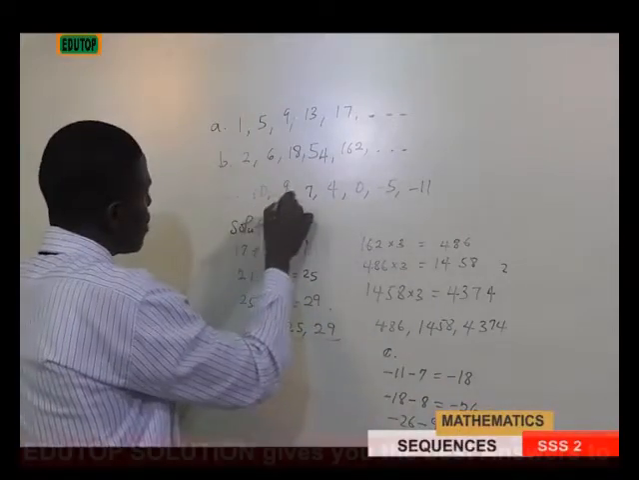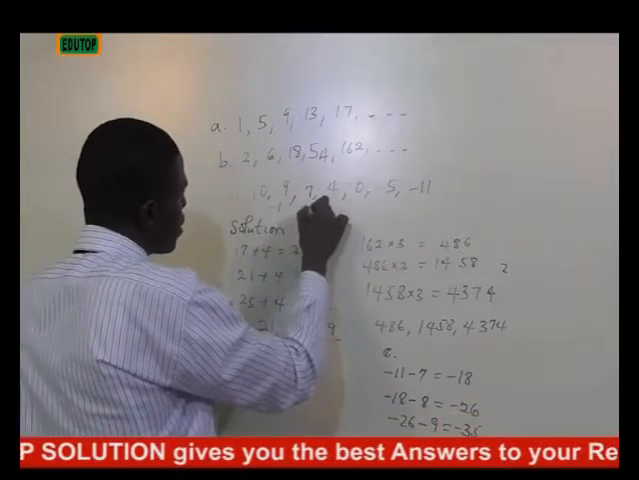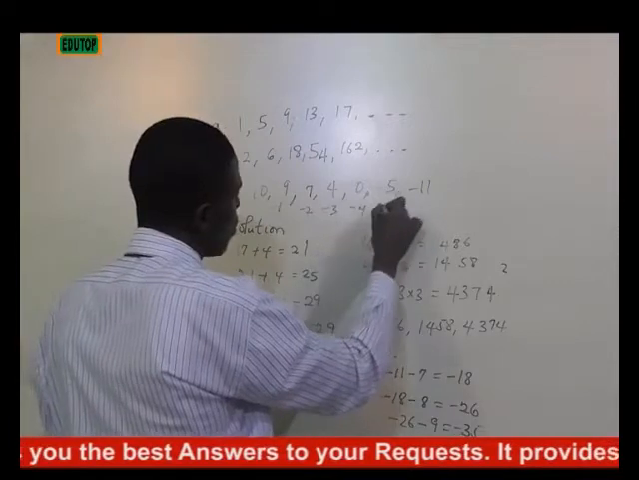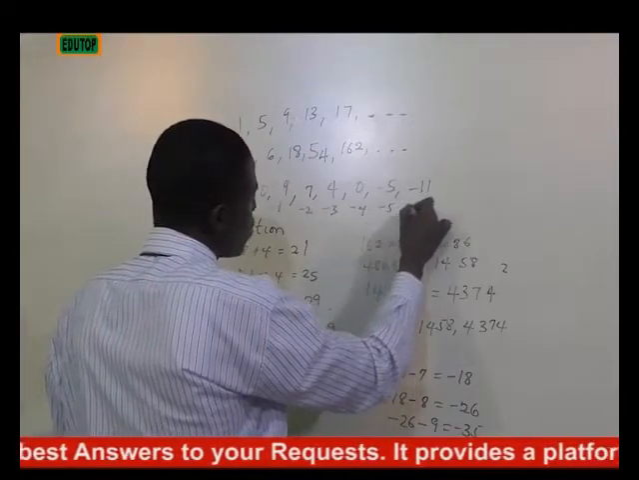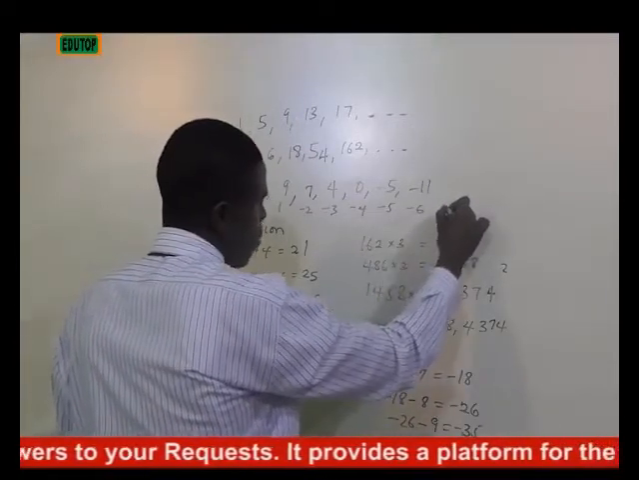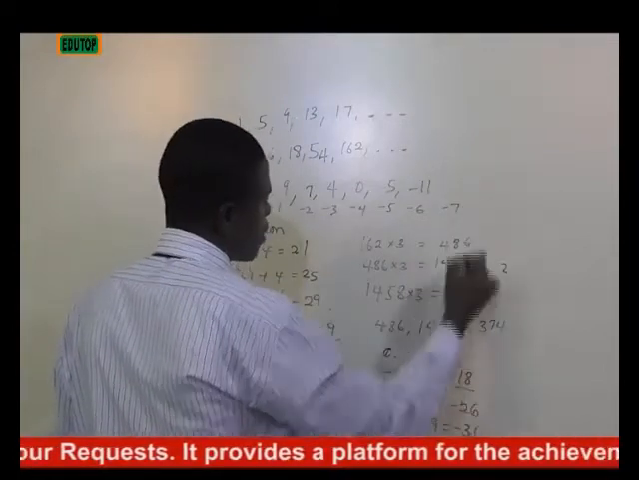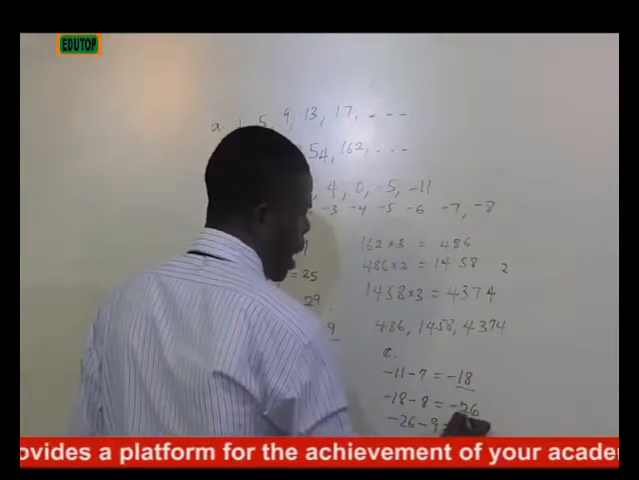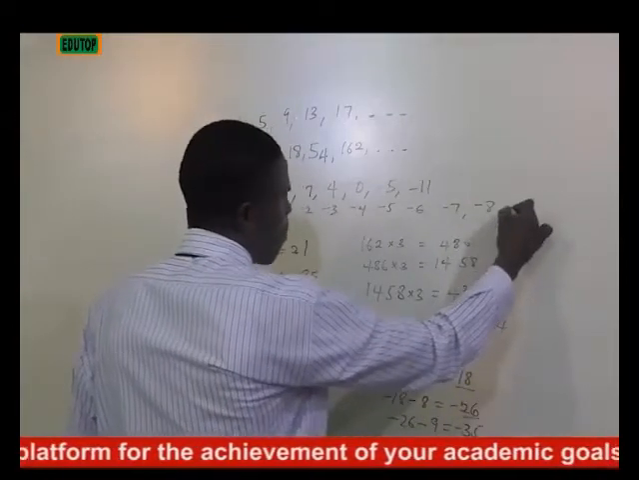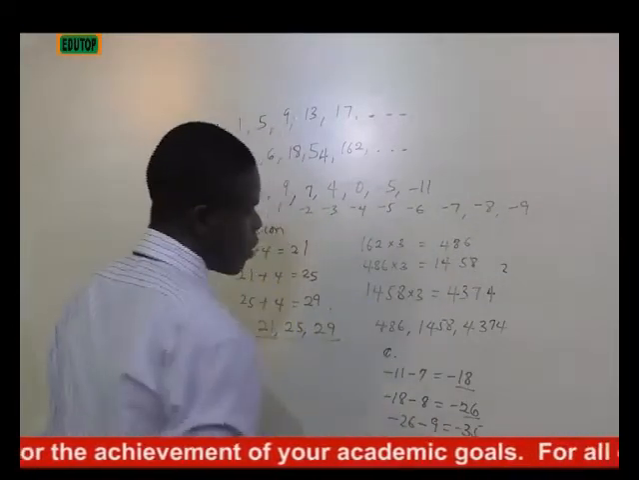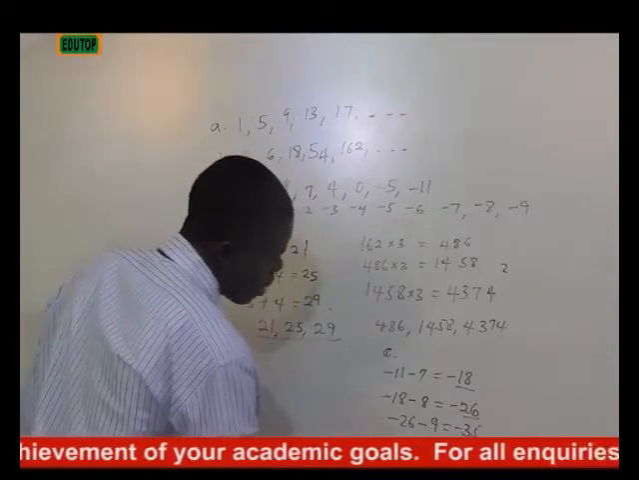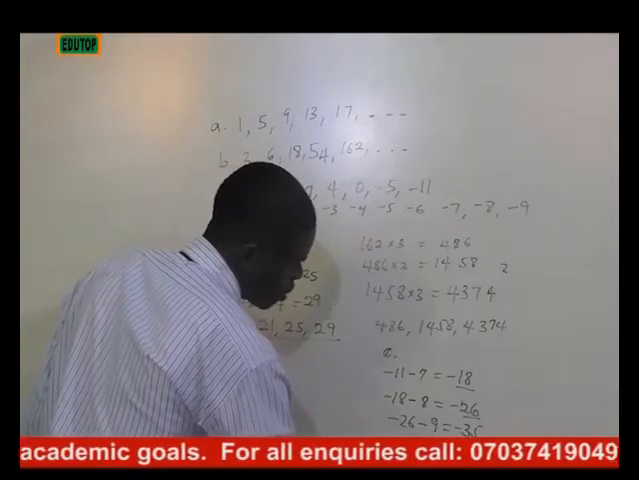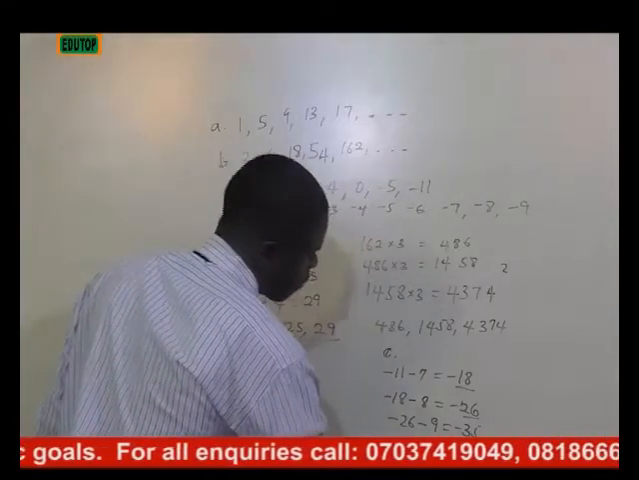So it means that this is minus 1, this is minus 2, this is minus 3, this is minus 4, this is minus 5, this is minus 6. So the next one is minus 7, which gives minus 18, followed by minus 8, which gives minus 26, then followed by minus 9, which gives minus 35. So the missing numbers will be minus 18, minus 26, and minus 35.